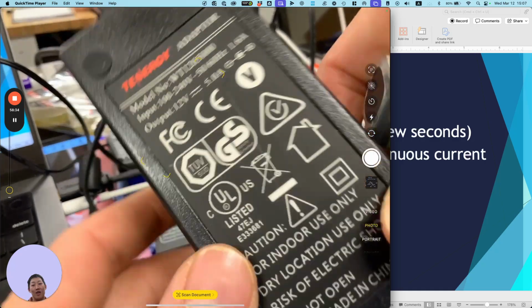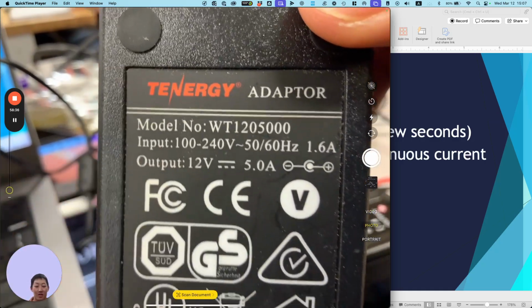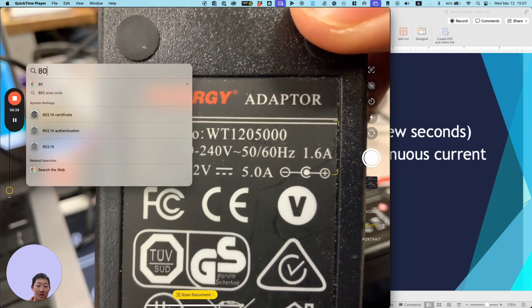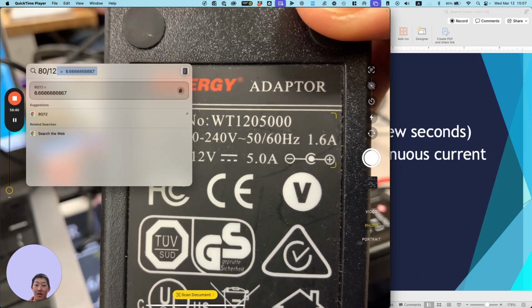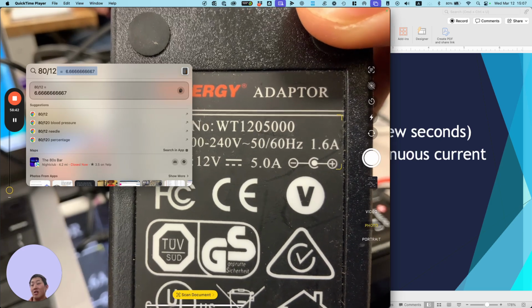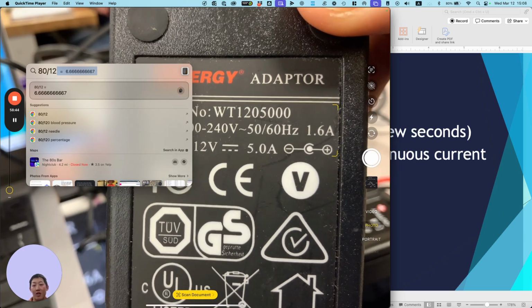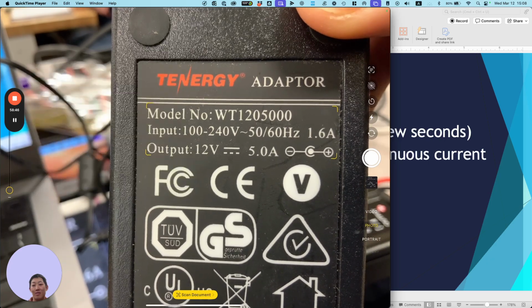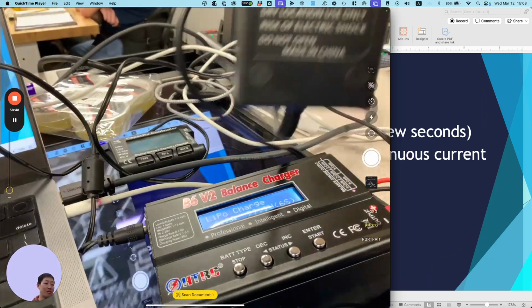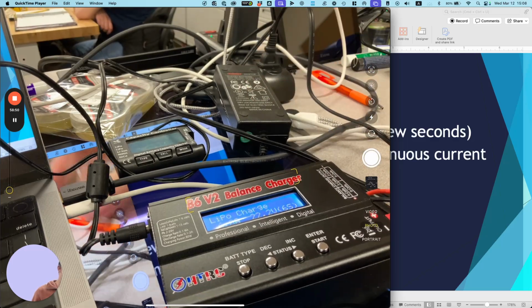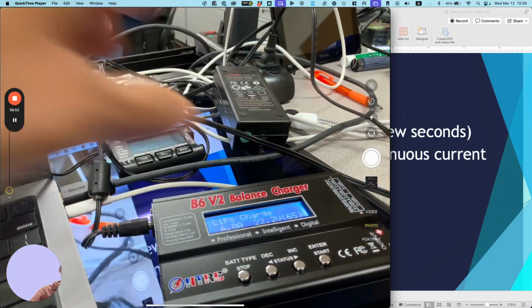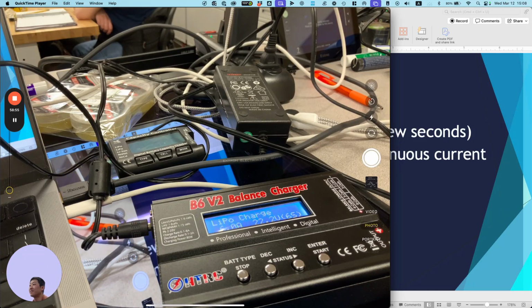What if we were to keep 12 volts? 80 divided by 12, we should have an output of like, let's just say 7 amps. Then it no longer becomes the limitation. But we got a 5 amp power brick, so this becomes our limitation. But putting that much current through the battery is going to ruin the battery.